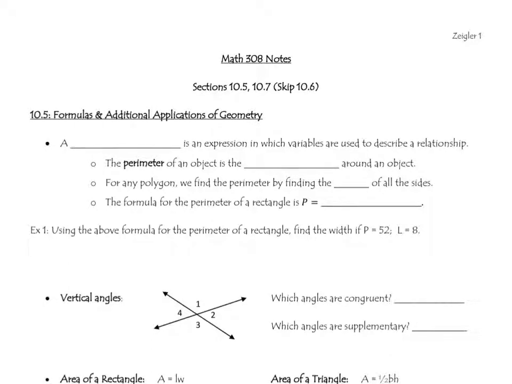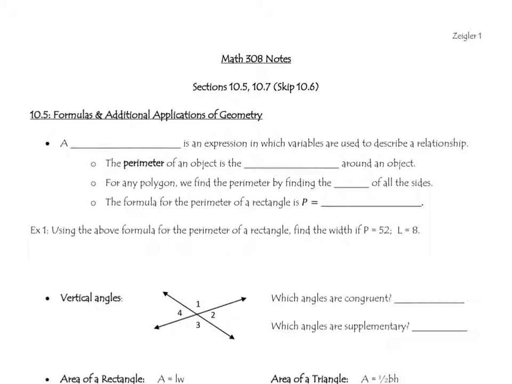In sections 10.5 and 10.7, we're going to deal with formulas, and then we're going to deal with inequalities. So let's start with a formula, which is an expression in which variables are used to describe a relationship. For instance, the perimeter of an object is the distance around the object. For any polygon, we find the perimeter by finding the length of all the sides.